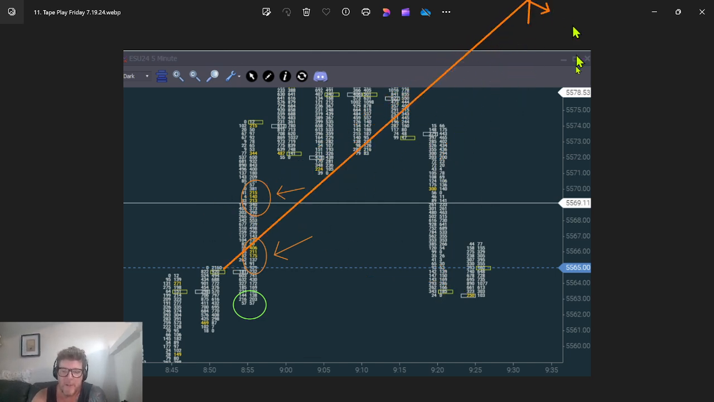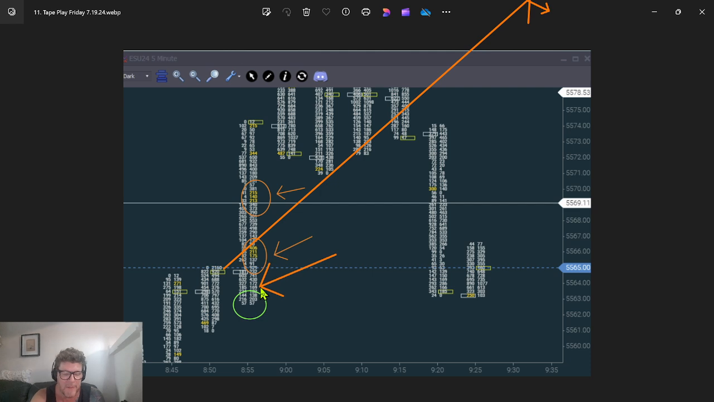I wasn't sure, so I waited. And when we lost this level, that to me was the good short entry. I began targeting this unfinished auction here at the bottom. That's several ticks. One, two, three, four, five, six, seven, eight, nine. That's like 10 ticks right there.